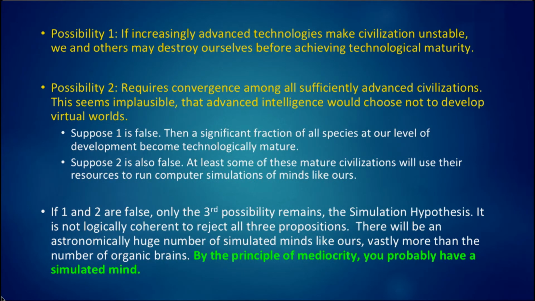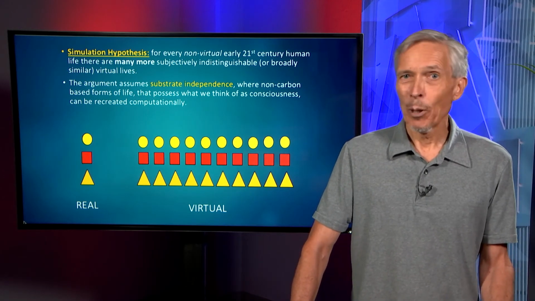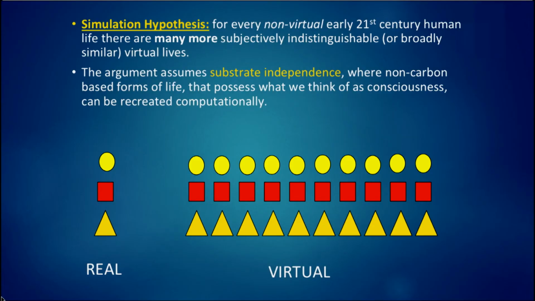So by the principle of mediocrity, you probably do have a simulated mind. Let me summarize this argument. As weird as it sounds, it's logically airtight. The simulation hypothesis says that for every non-virtual early 21st century human life, there are many more subjectively indistinguishable or broadly similar virtual lives. Now, this is a weird argument because it assumes substrate independence.